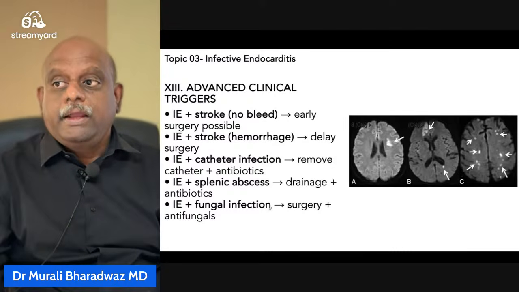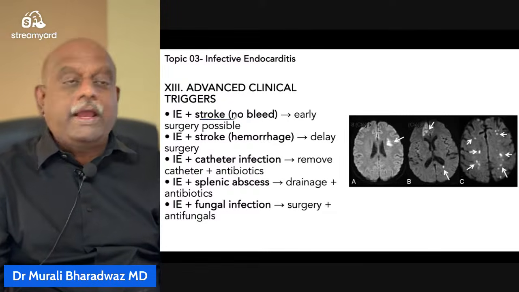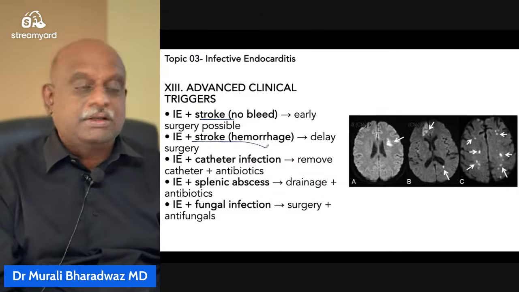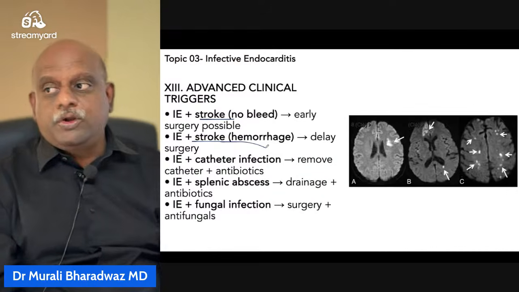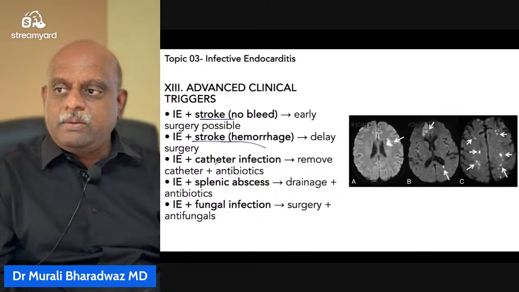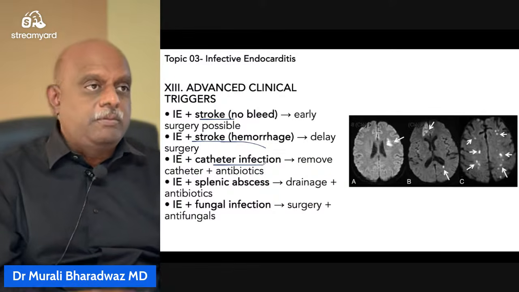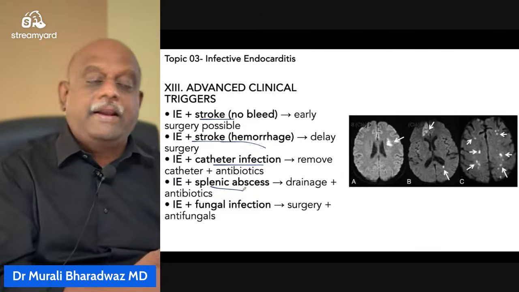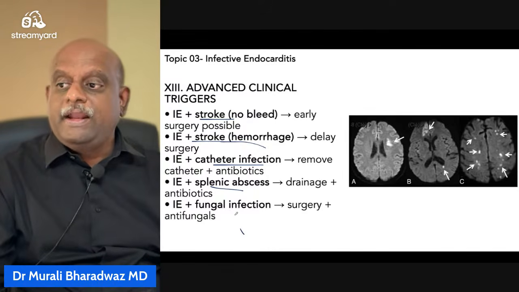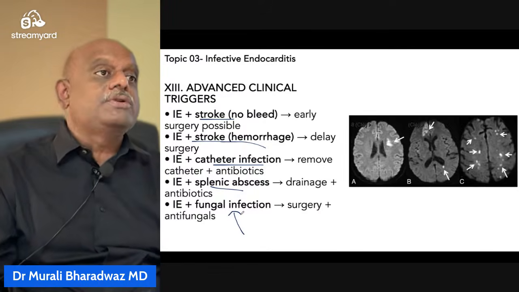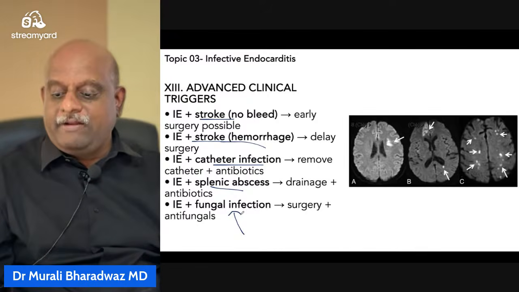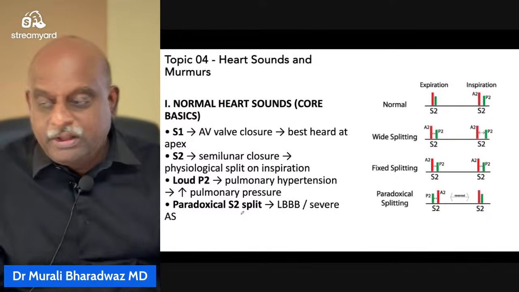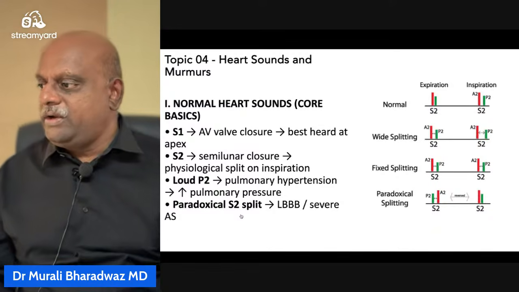So, infective endocarditis with stroke, early surgery possible. Infective endocarditis with stroke with hemorrhage, once more, you have to delay surgery. Infective endocarditis with a catheter infection, remove the catheter and give antibiotics. Whenever splenic abscess is there, drain it and give antibiotics. Any fungal infection is there, you have to do surgery, not just the antifungals. That is all about infective endocarditis that we need to remember.